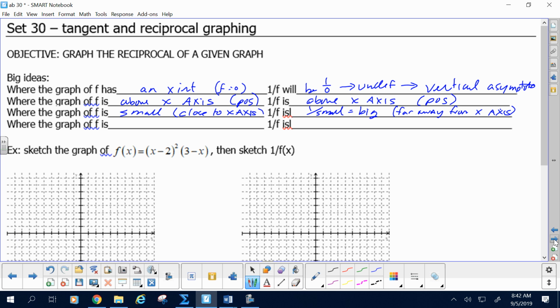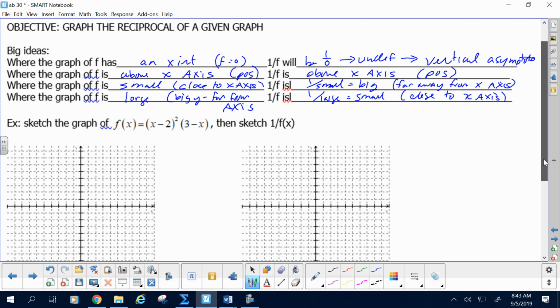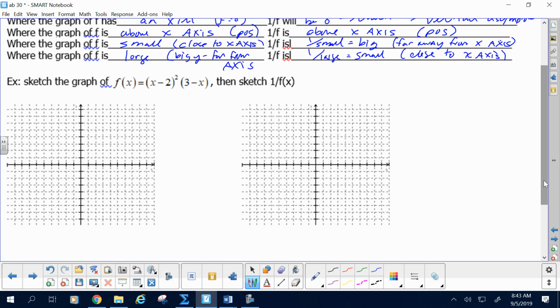By the same token, where the graph of f is large, which is to say a big y, far from the axis, the reciprocal will be 1 over large, which is small, and therefore close to the x-axis. Keep those ideas in mind as we graph these two things.